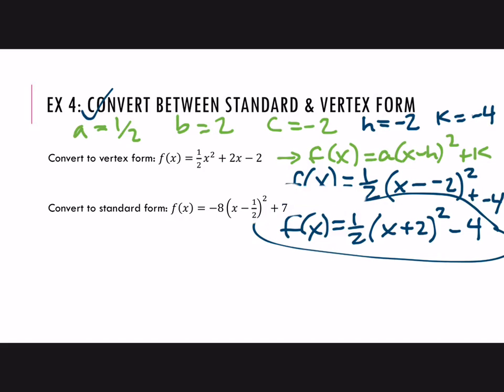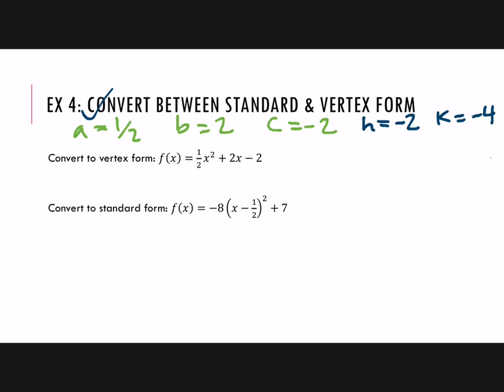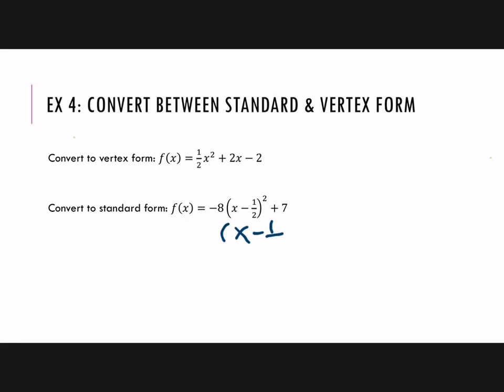Alright, how about converting to standard form? So the second example here is already in vertex form, and I want to go backwards to standard form. I'm going to do this using order of operations. So first thing I need to do is x minus 1/2 times x minus 1/2.